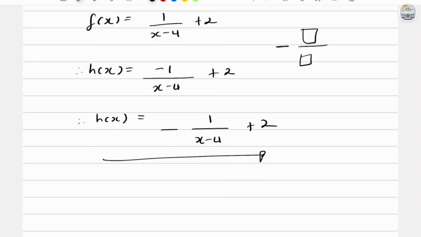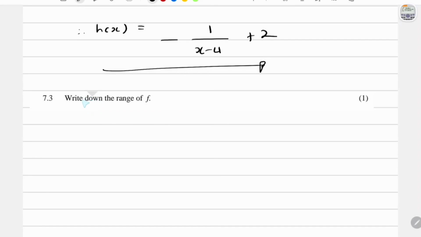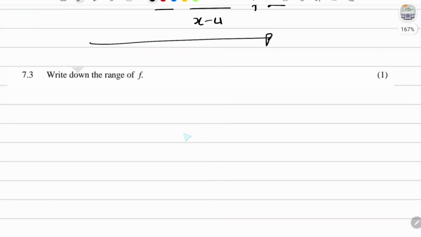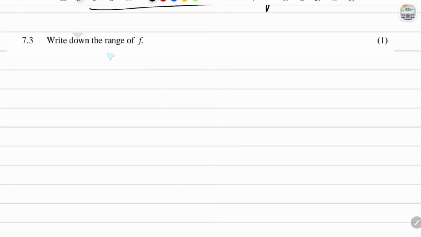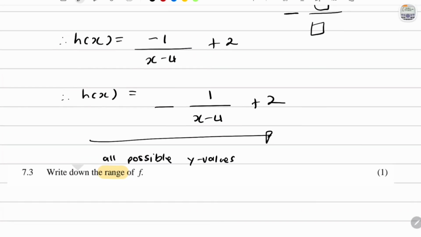Okay, then we have 7.3, moving on to the next question. With 7.3, they say write down the range of f. So the range, you need to think about what the range of a graph is. The range of a graph is all the possible y values of a graph. Okay, that's the range of a graph.